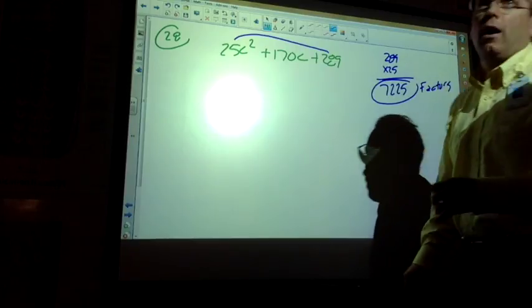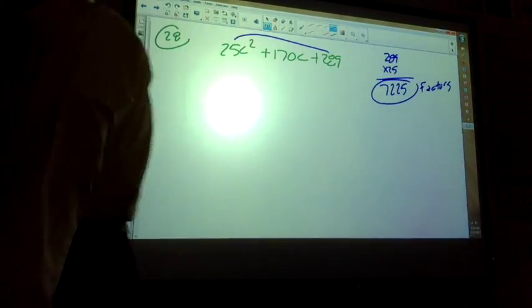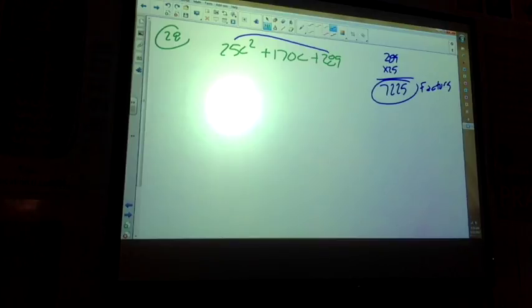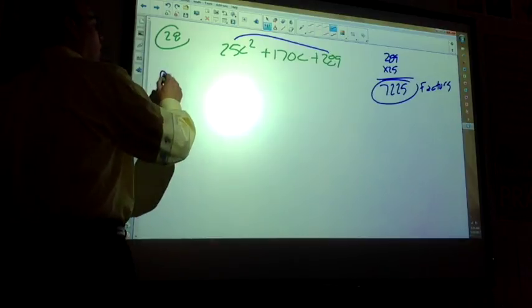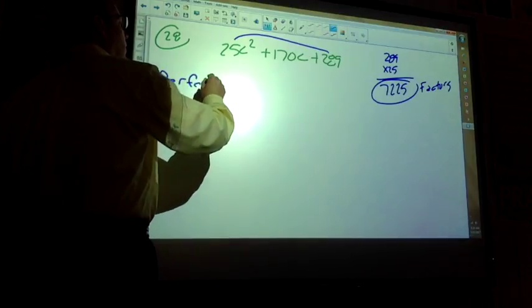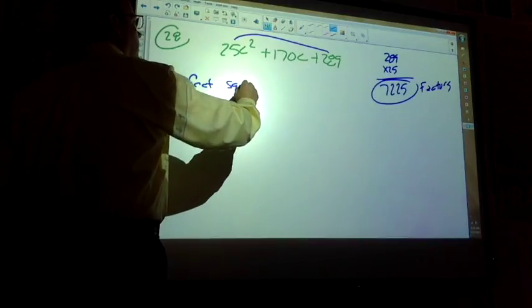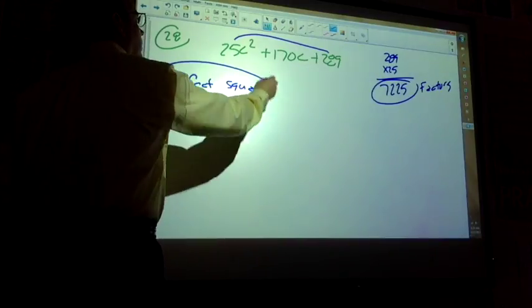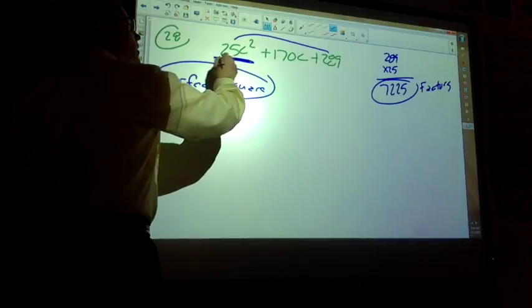I mean, 5, you're absolutely right. But we need to find all the factors of 7225 that add up to 170. Yuck. Okay? So the next thing I might think about is, is this a perfect square? Yes. It says 289. Okay? So break that down.